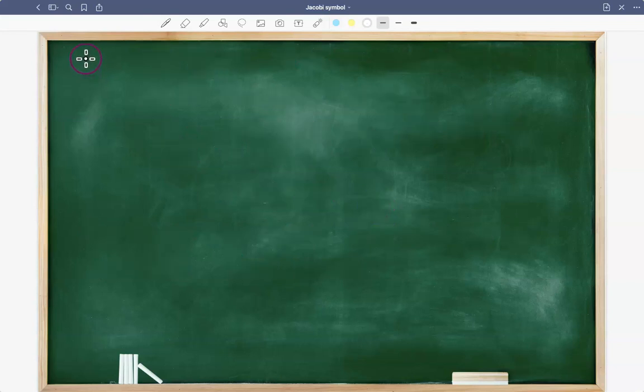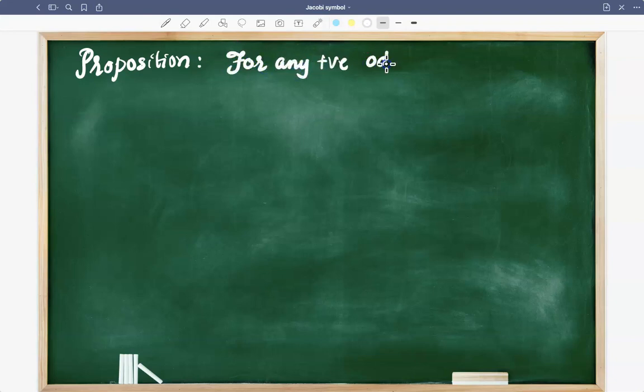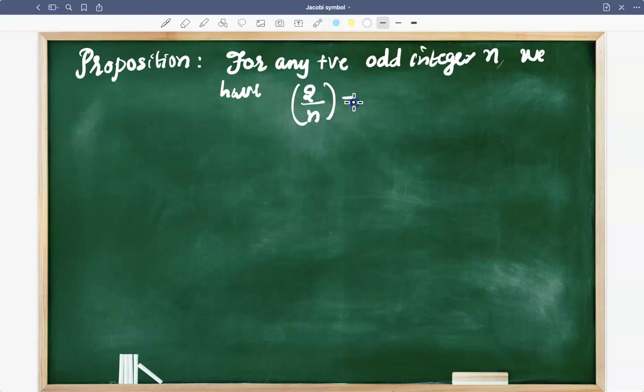Now, let us consider a few properties of Jacobi symbols. The first one is a proposition which states that for any positive odd integer n, we have the Jacobi symbol 2 by n equal to minus 1 raised to n square minus 1 by 8. Proof.